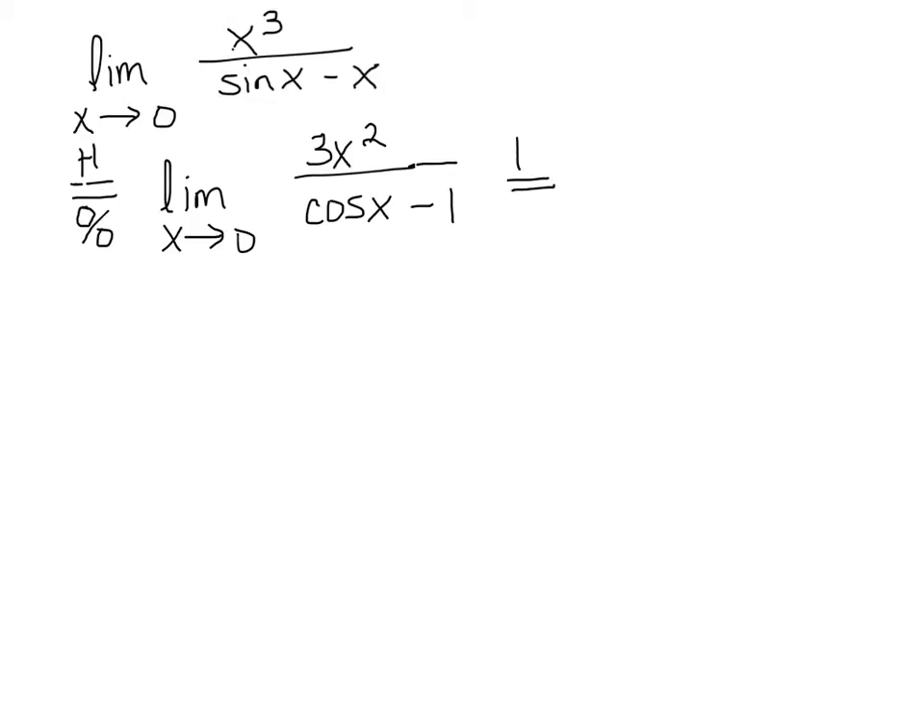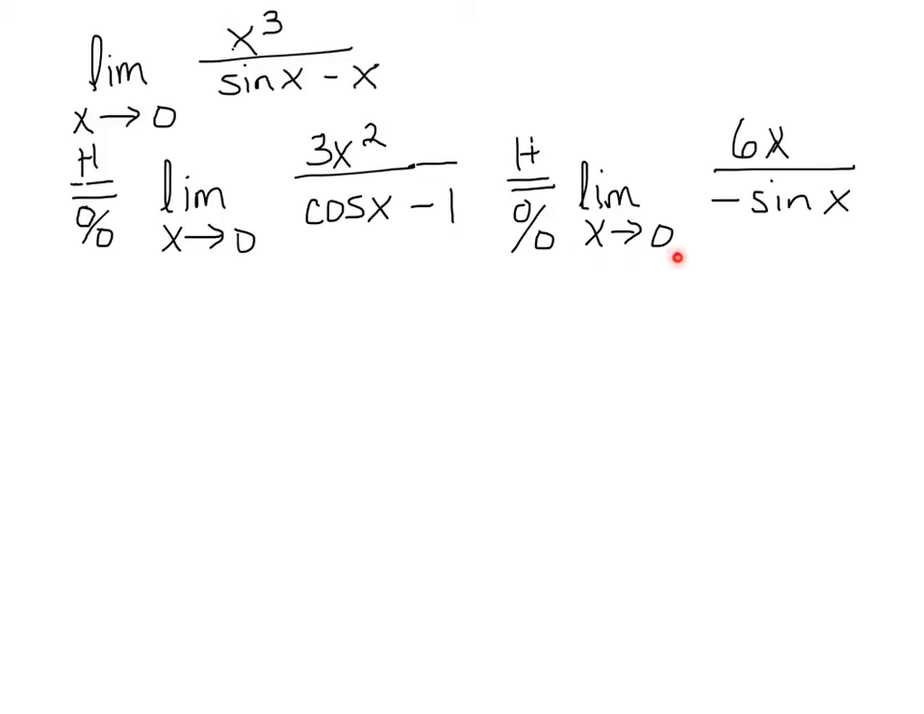So that's equal to, we use L'Hopital's rule, and we can say that's the limit as x approaches 0, and we take the derivative, so we get 6x over the derivative of cosine x minus 1, which is just negative sine x. So now let's see what happens again.